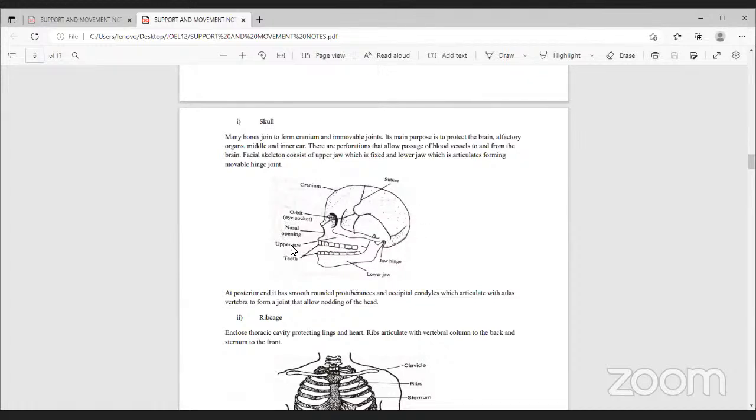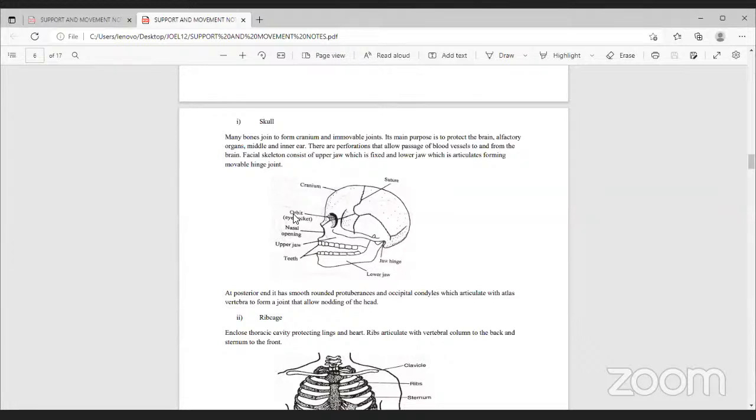On the upper jaw we have the upper teeth located, then we have the lower teeth, which are located on the lower jaw. And then we have this cranium here. The cranium, the upper jaw, and the lower jaw all form the skull. Now, the skull is not made up of one bone.